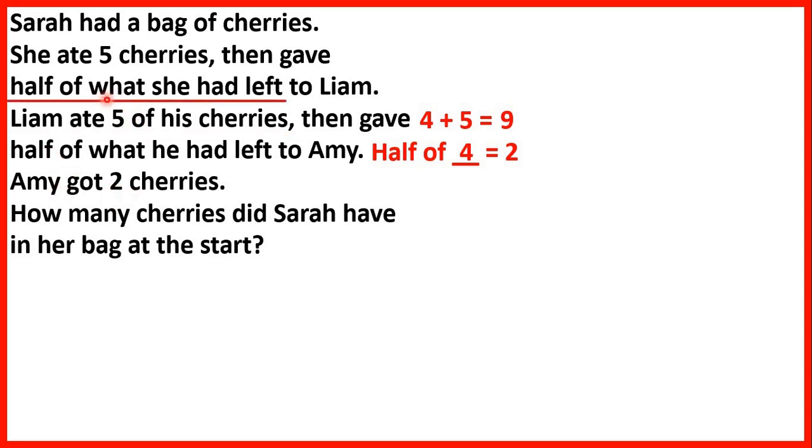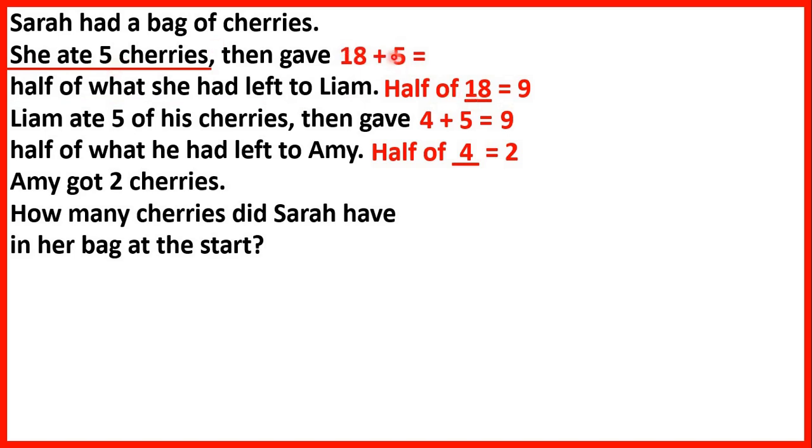A step back from that, Sarah gave half of what she had left to Liam. So we know that Liam had 9 cherries, and half of 18 is 9. So Sarah must have had 18 cherries before she gave half of what she had left to Liam. And Sarah ate 5 cherries, so before she did that, she would have had 5 more, and 18 plus 5 is 23. So that means Sarah must have had 23 cherries at the start.